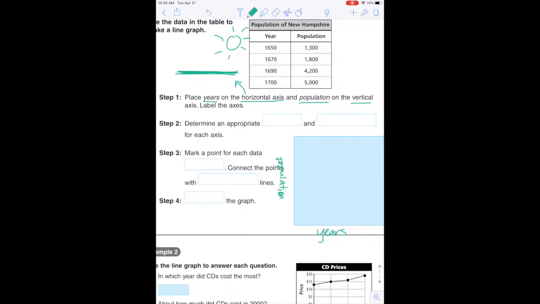All right, so we got step 1 down. We labeled our axes. So the axis is the lines that we're going to put our data along. Okay, so there's our axis, and here's our axis.